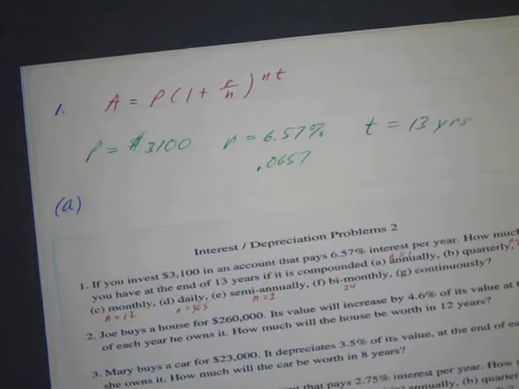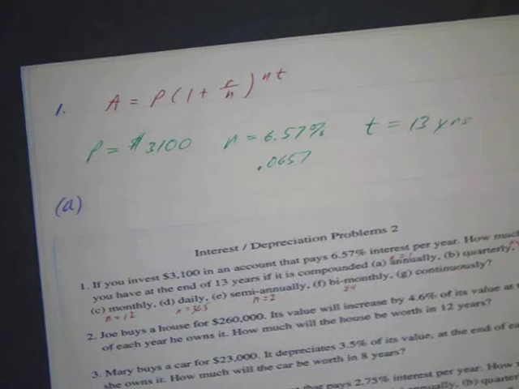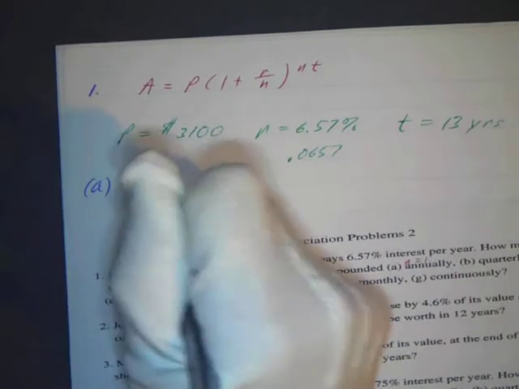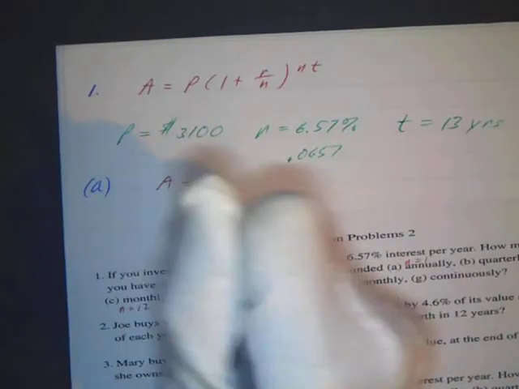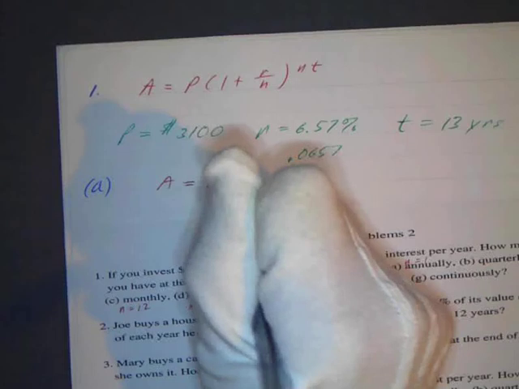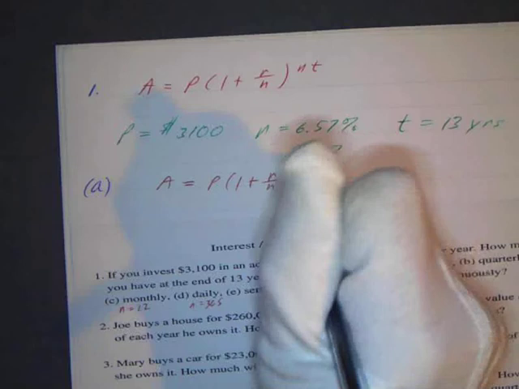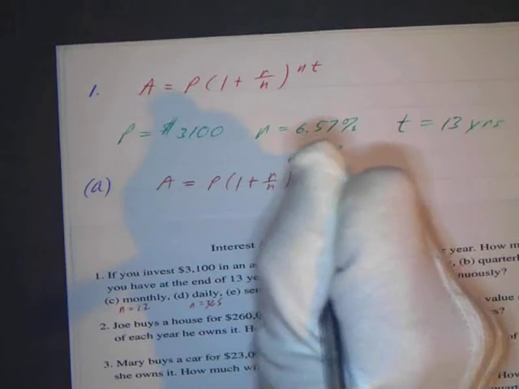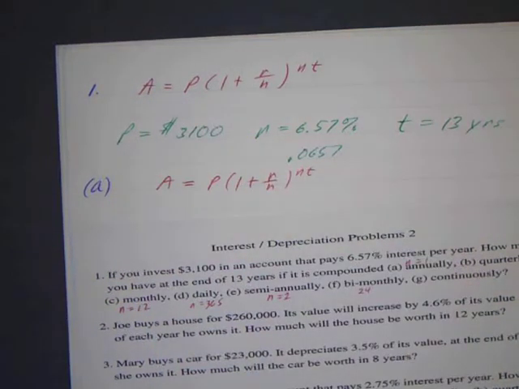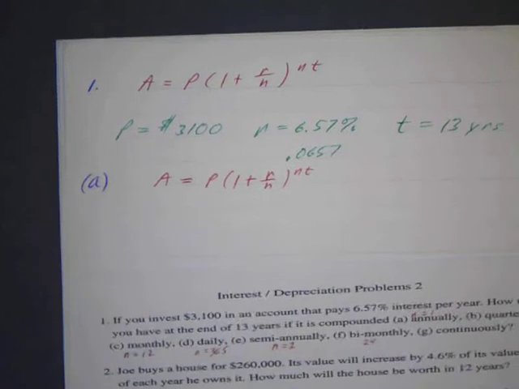What I want you to do is write down the formula each time that you're going to use it, just so you memorize it. Oops, R over N to the NT. Hopefully my R doesn't look too much like my N. And then, second, I'd like you to put the data into the formula.